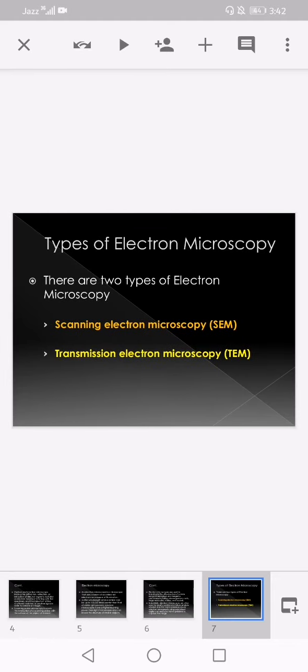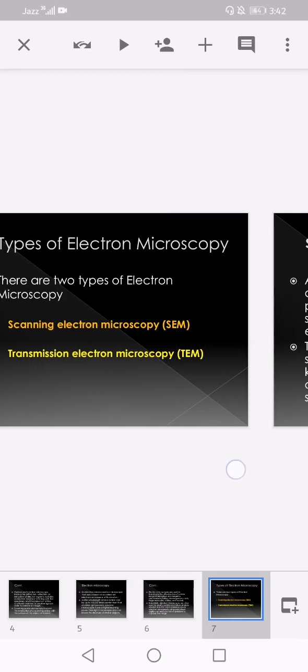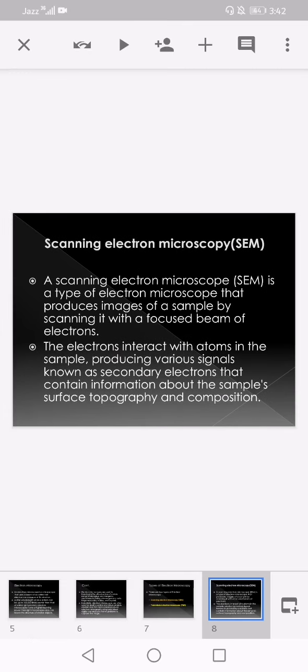Types of electron microscopy. There are two types of electron microscopy: scanning electron microscopy, also known as SEM, and transmission electron microscopy, also called TEM. First of all, scanning electron microscopy. A scanning electron microscope is a type of electron microscope that produces images of a sample by scanning it with a focused beam of electrons.